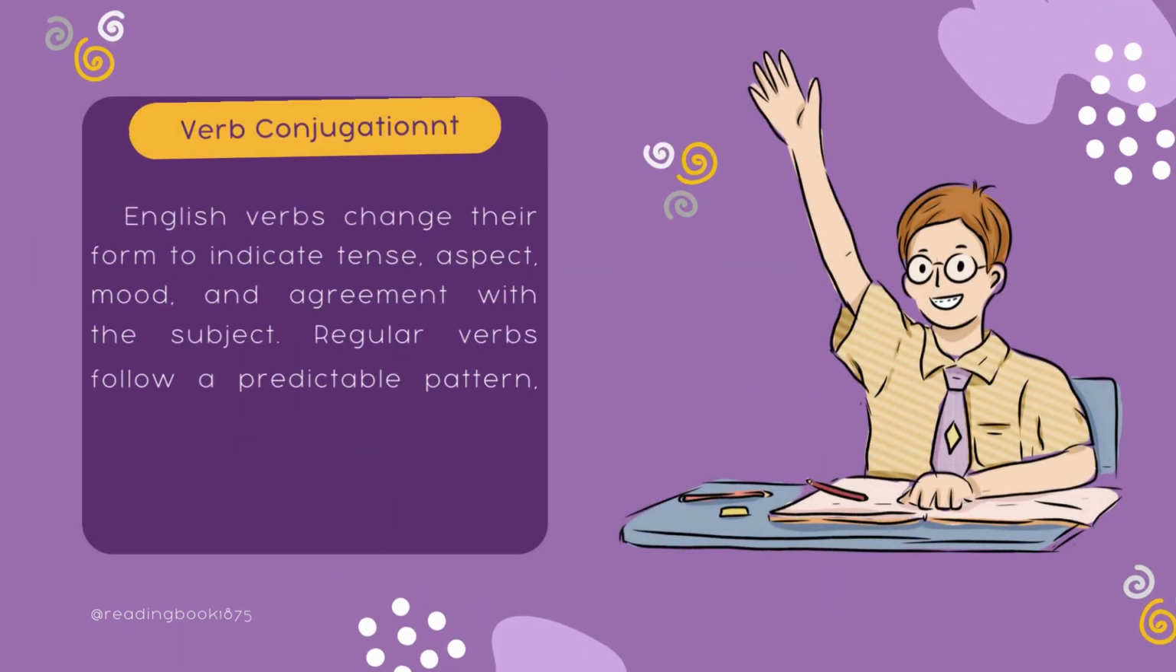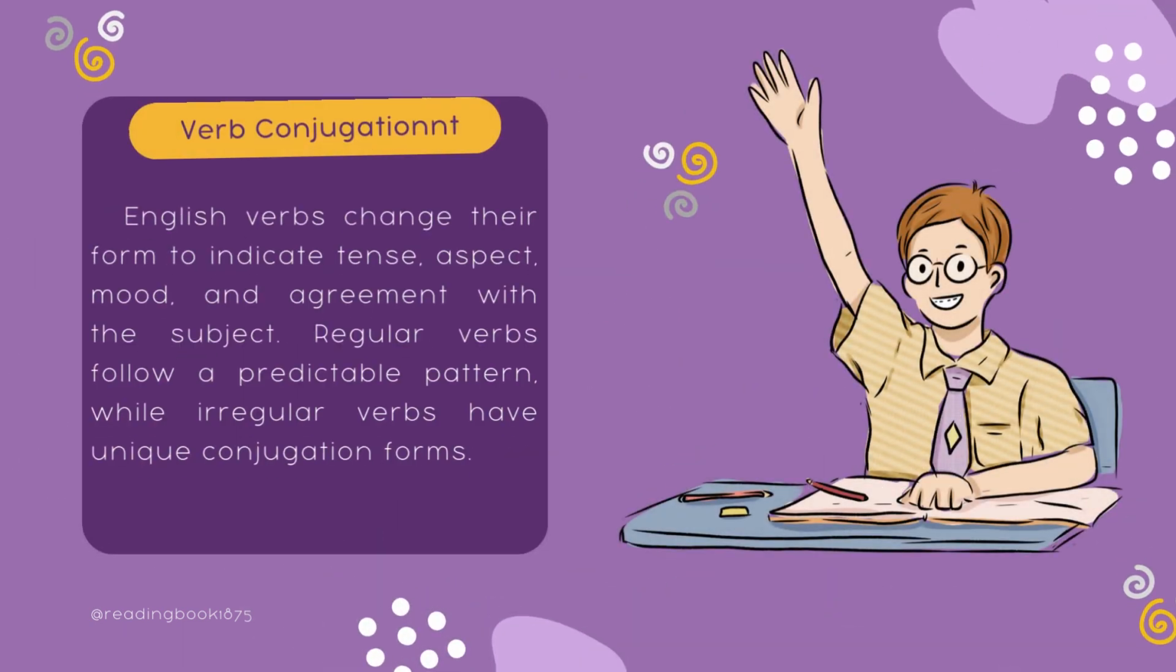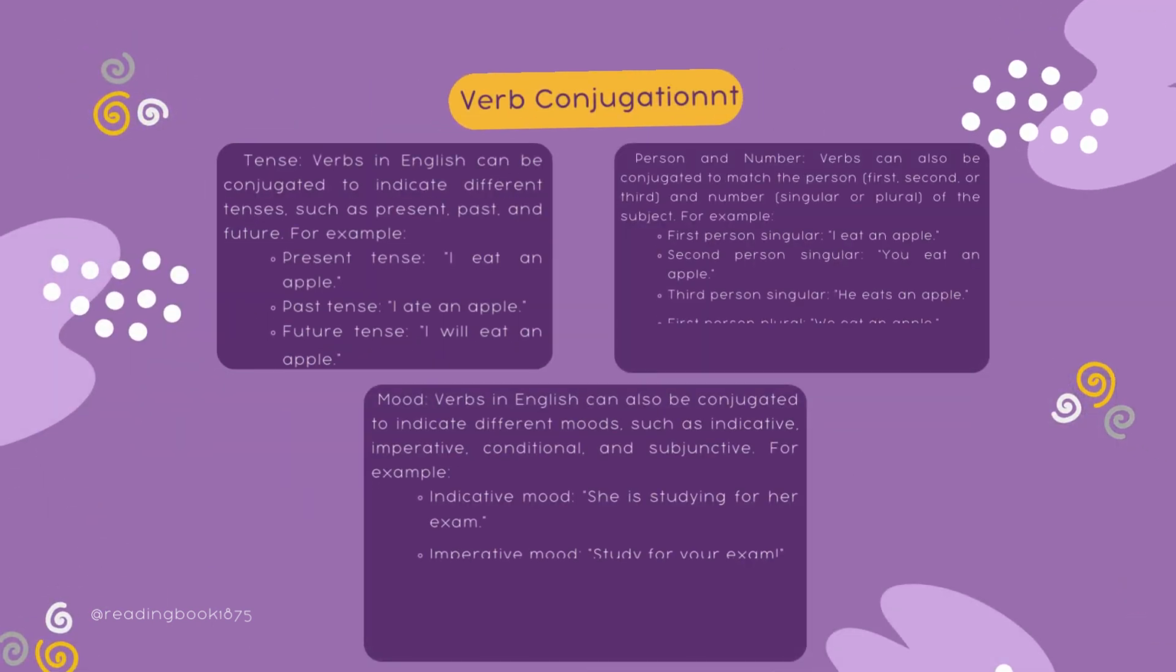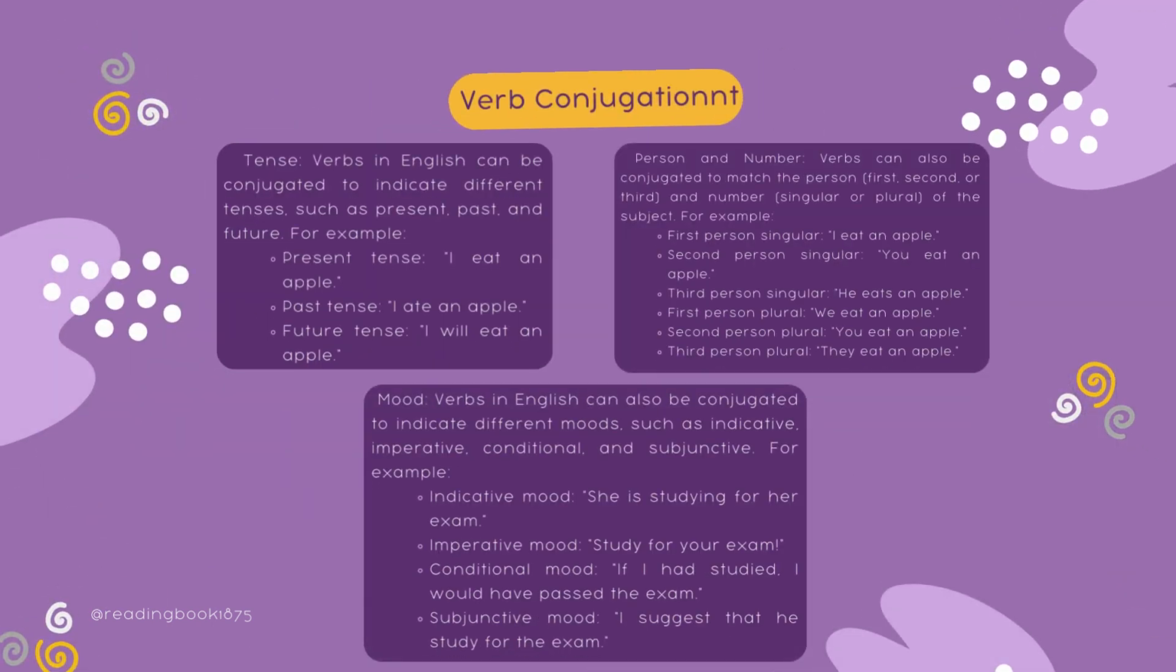Verb conjugation. English verbs change their form to indicate tense, aspect, mood, and agreement with the subject. Regular verbs follow a predictable pattern, while irregular verbs have unique conjugation forms. Verb conjugation. Tense. Verbs in English can be conjugated to indicate different tenses, such as present, past, and future. For example, present tense: I eat an apple. Past tense: I ate an apple. Future tense: I will eat an apple.